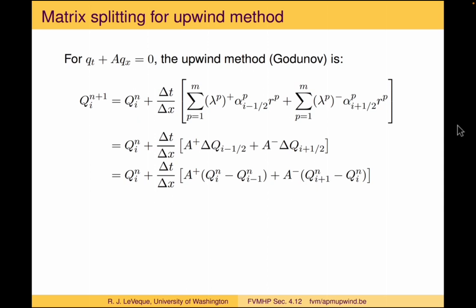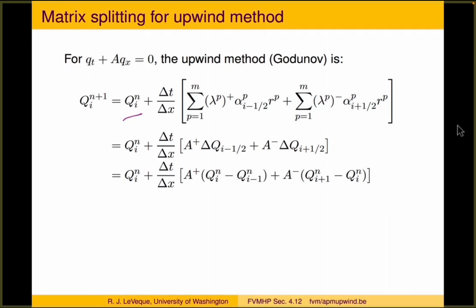So again, there's a couple of different ways that you can look at this Upwind method. You can either look at it as modifying the cell average by all of the waves coming in from the right boundary or the left boundary, or you can combine those into these matrices A plus or A minus times the intermediate state, or you can write it in terms of A plus and A minus times the jumps in Q.